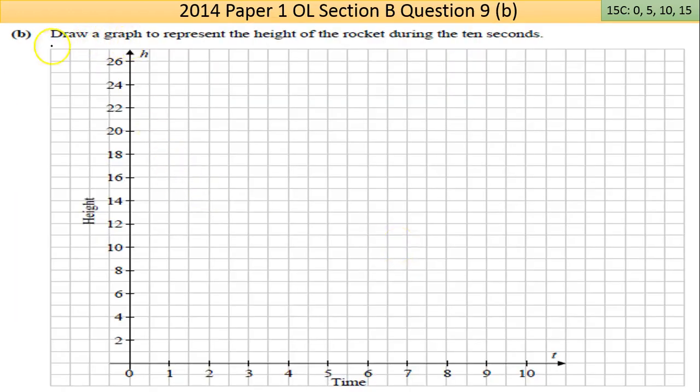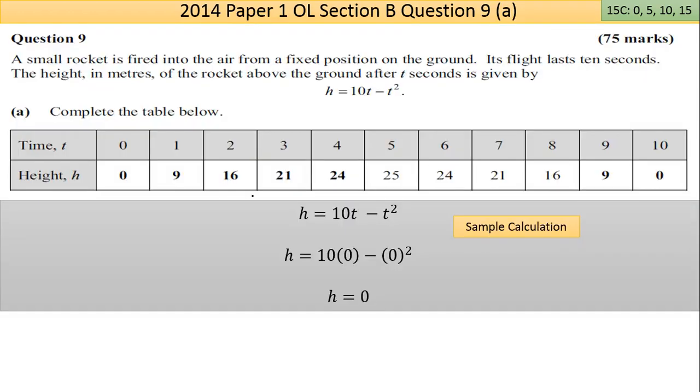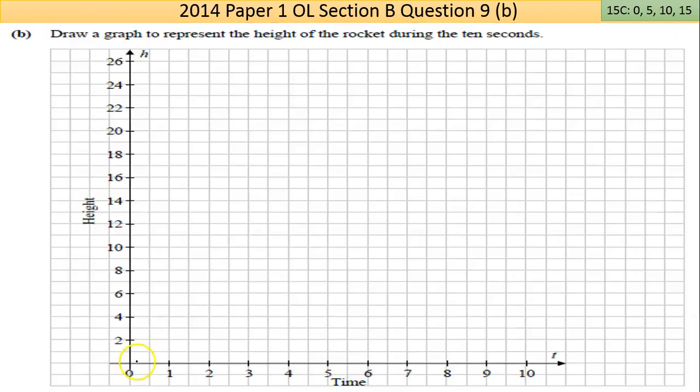We're then asked to draw a graph in part B to represent the height of the rocket during 10 seconds. We don't have to label it, and it's already divided into parts. They're going up by 1 box for each unit on the y-axis, or the h-axis, and 2 boxes for each unit on the x-axis. In this case, it's called the time axis. Now, you should expect with something like this, it's a realistic situation. So it's a missile, a rocket, whatever, being fired up in the air.